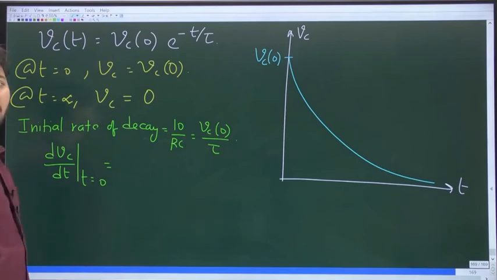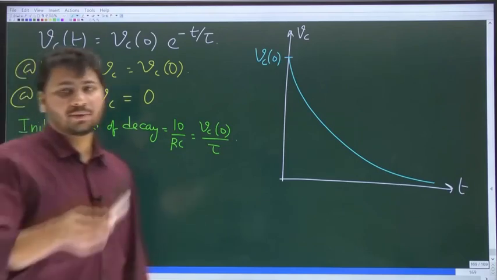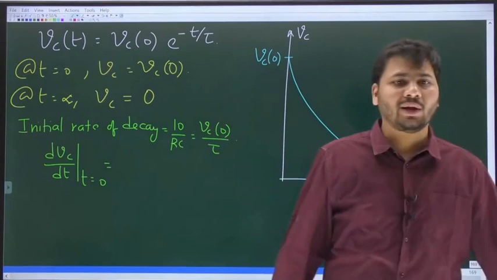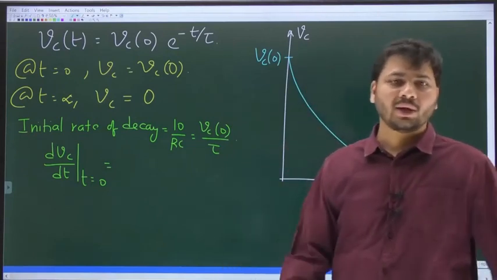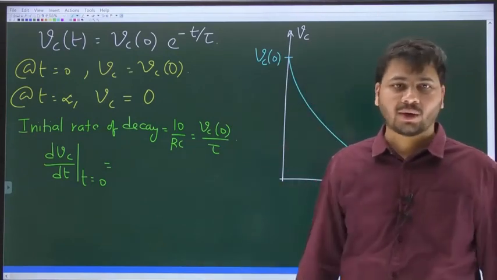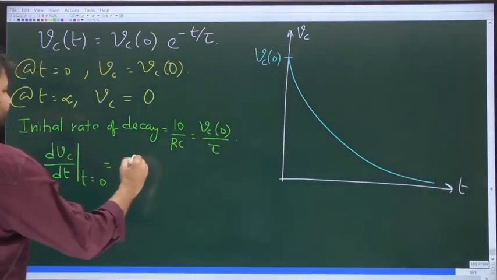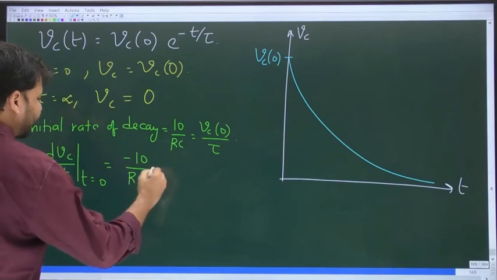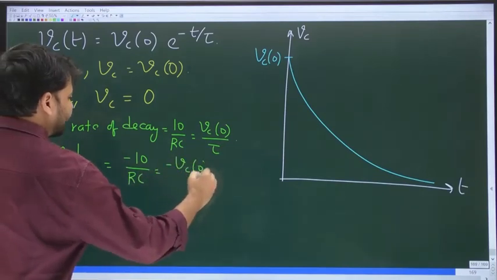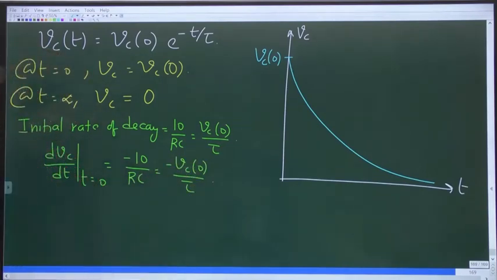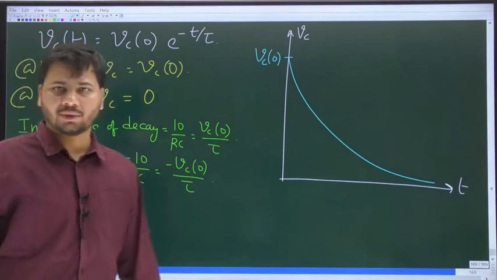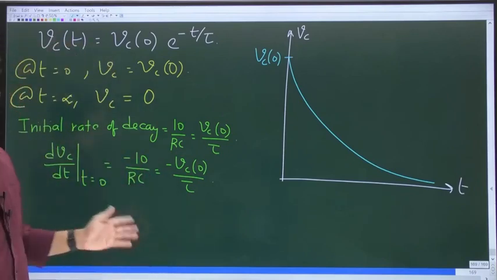Or if I ask you, what is dVc by dt at t equal to 0? When I say rate of decay, it is the rate of decrease. But when I say dVc by dt, it is the rate of change, which is negative, because the cap is getting discharged. dVc by dt at t equal to 0 is minus Vc of 0 by RC, which is minus Vc of 0 by tau.